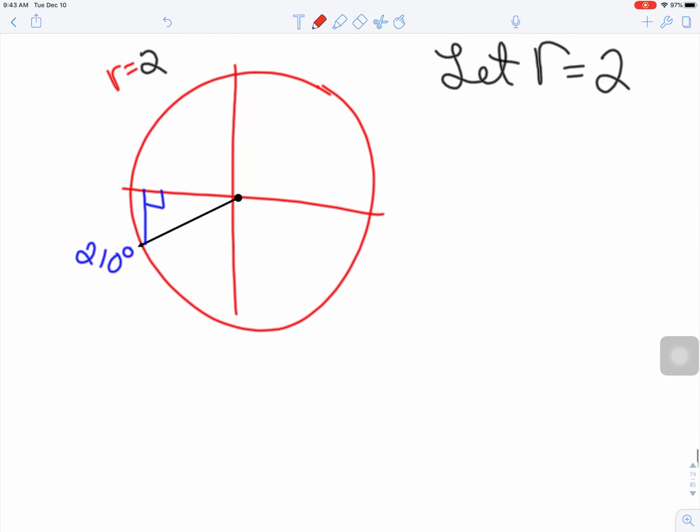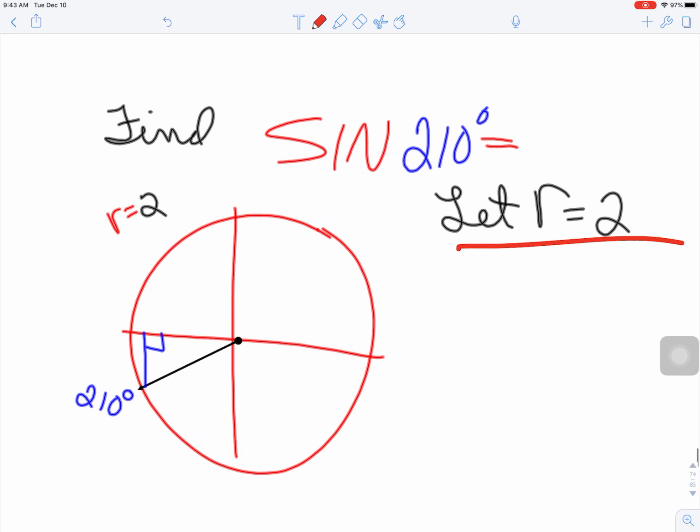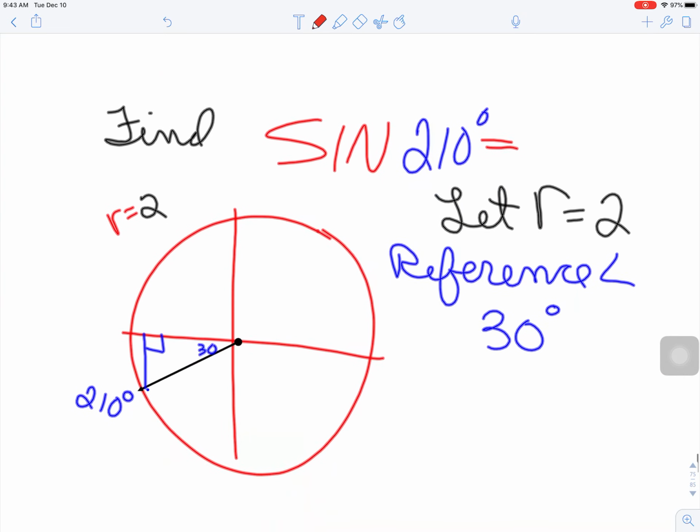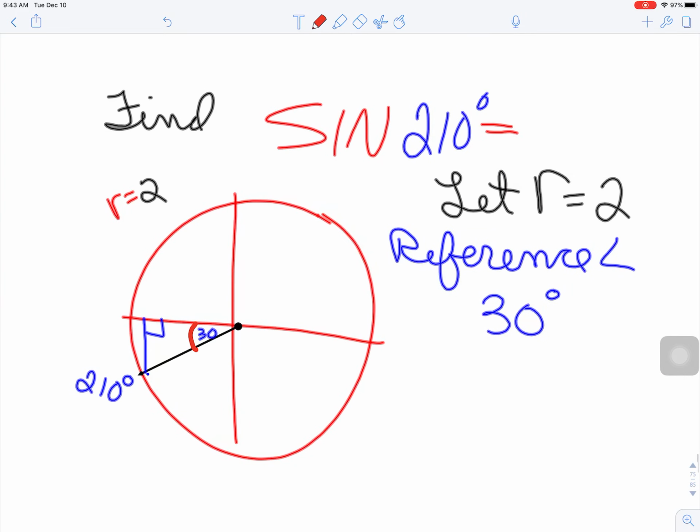Let's do 210, so a little different. So I'm still going to work with this radius of 2. Again, you can pick any number you want to, it doesn't matter. And so at 210, I know that this is 180, which means this is 30 degrees. And so what I've created is a 30, 60, 90 triangle. So the side across from the 30 is going to be half of that. Since this is 2, that's going to be 1.